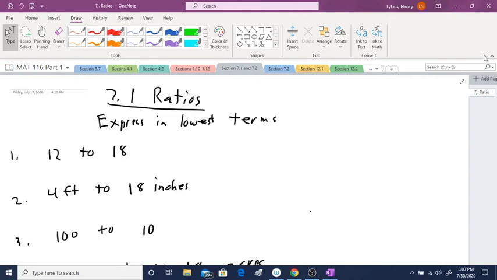Okay, welcome back. Today, from a Math 116 class, we're going to talk about, in section 7.1, ratios, and then in 7.2, I want to talk about proportions. So, first of all, I want you to think of ratios as putting numbers into fractions and then expressing them in lowest terms.